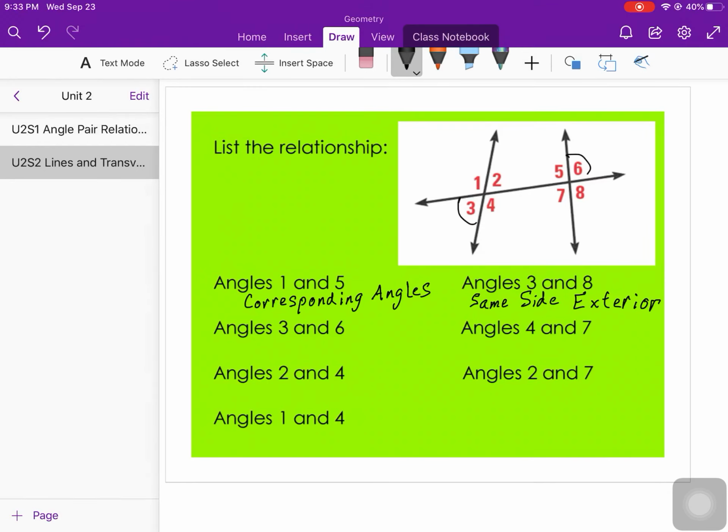Then we're going to move on to angles 3 and 6. So 3 and 6 are on opposite sides, and they're both on the outside. So that would be alternate exterior. Then we have angles 4 and 7. They are both on the same side of our transversal, which we'll call T. I probably should have said that right away. And they are inside of our two lines, so it has to be same side interior.